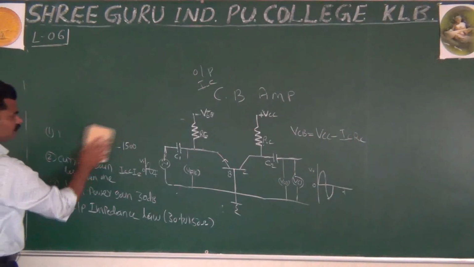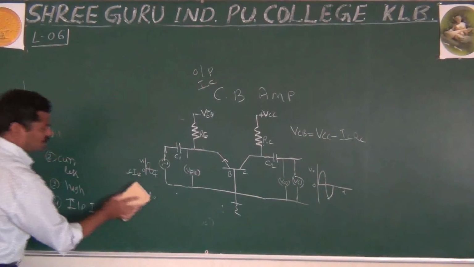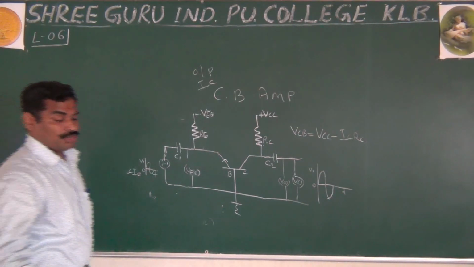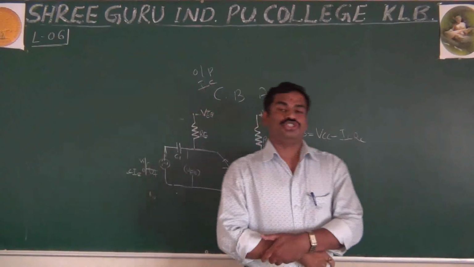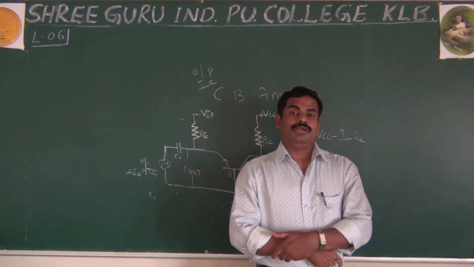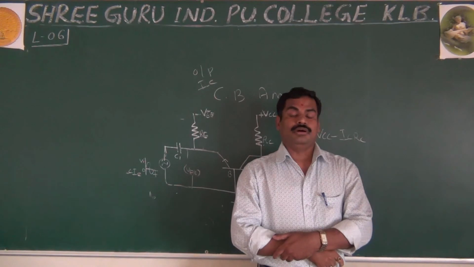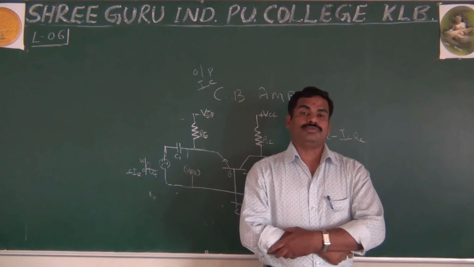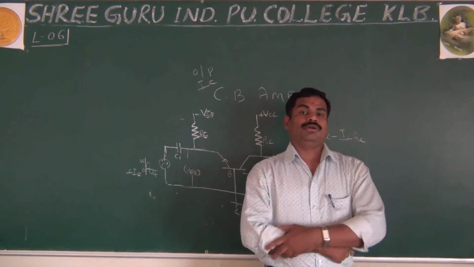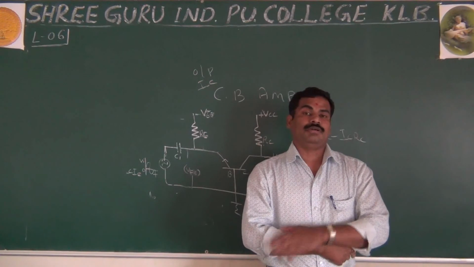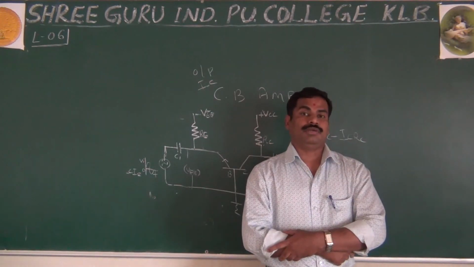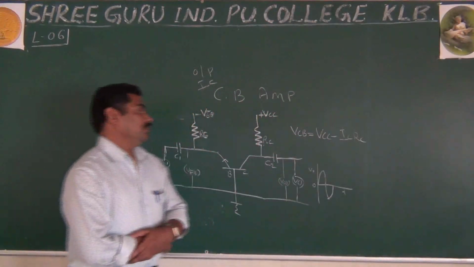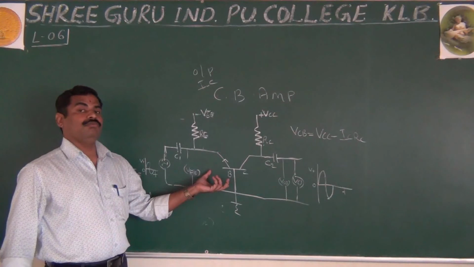Now we go for the applications where we are using the common base amplifier. I just said the most important thing about the common base amplifier: it is used at high frequency for voltage amplification. Whenever you want more voltage amplification, especially in video amplifiers or in RF, radio frequency amplifiers, and yesterday I said about ultra high frequency or very high frequency amplifiers. Whenever you want more voltage gain, at that time you go for the common base amplifier.